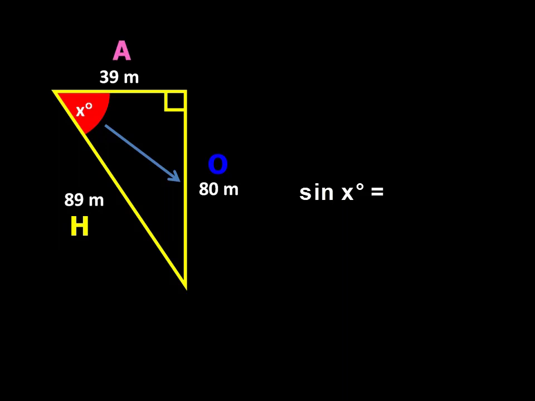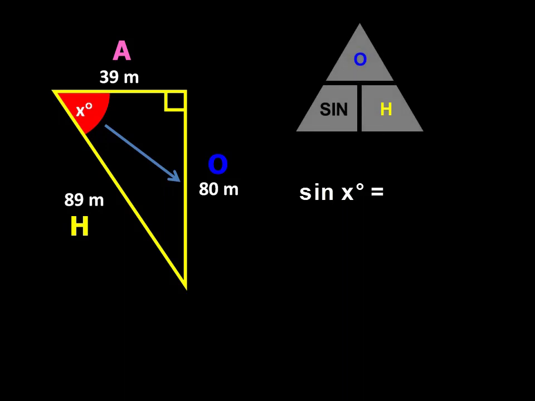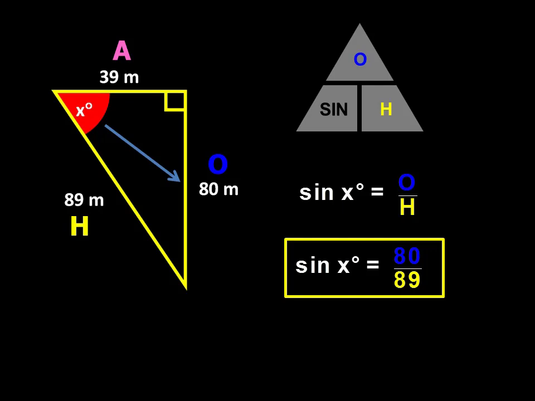Now we need to know the law for sine x. You must remember this triangle. Sine is opposite over hypotenuse. We now replace opposite with 80 and hypotenuse with 89. The answer is sine x equals 80 over 89.